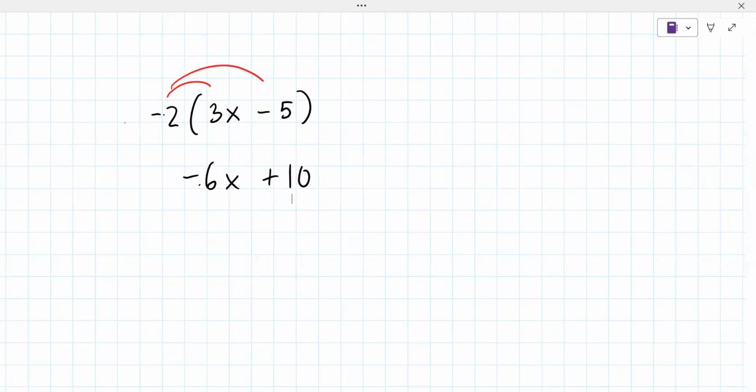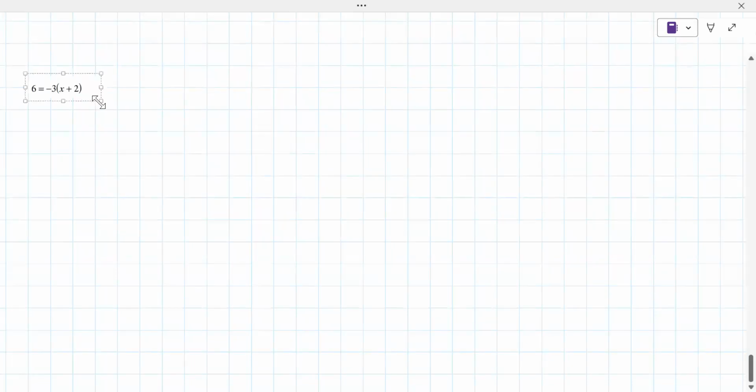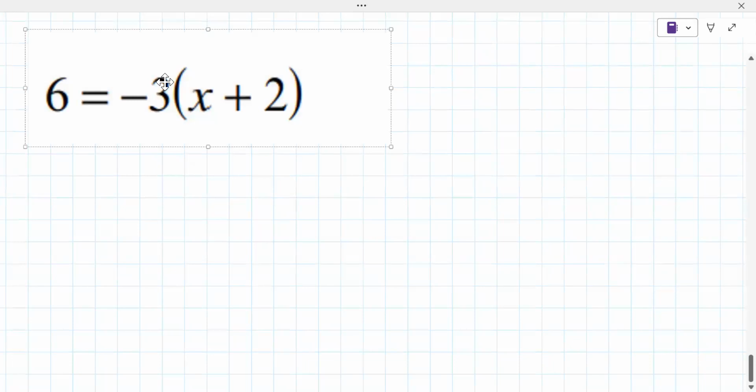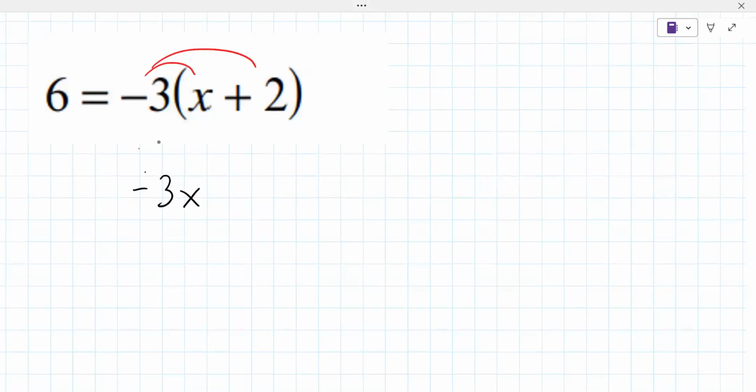So let's look at a problem here. You distribute the -3 in here. So -3x minus 6 equals, and then you solve it just the way that we've been doing. All right, so do you want to try solving this from here, please? Yep. All right.